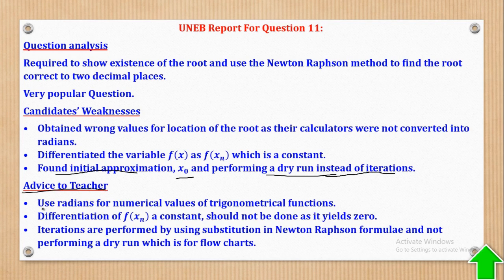Then advice to teachers: 1, use radians for numerical values of trigonometrical functions. Then 2, differentiation of fxn, a constant, should not be done as it yields 0. So always, when you're going to differentiate, don't put xn. Then iterations are performed by using substitution in Newton-Raphson's formulae and not performing a dry run, which is for flowcharts. So some students were tabulating values of xn plus 1, which is not okay. You have to show physical substitution.